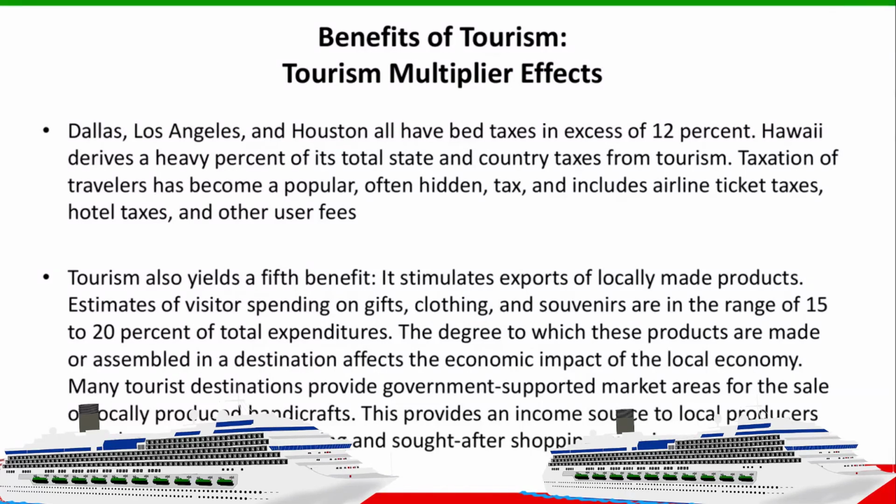The other examples are mention of Hawaii, Los Angeles, how the tax and hidden taxes are adding value to their GDP. The other benefit of tourism is it stimulates the exports of locally made products. That is, the demand of handicrafts, souvenirs, traditional items, and it creates that kind of market in the international society.